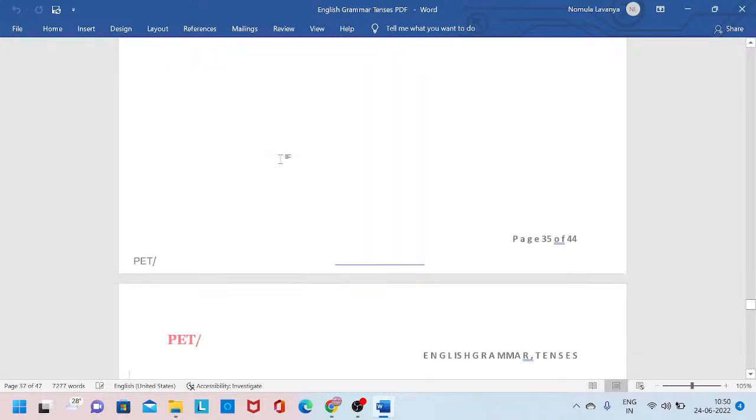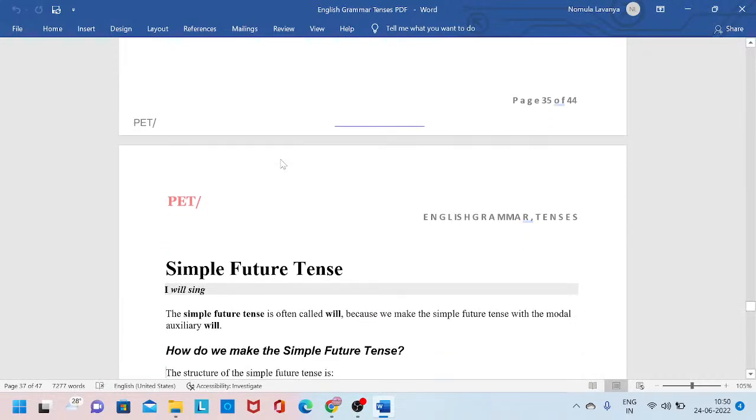So in my next lesson I'll be discussing the simple future tense, all about the future tense.